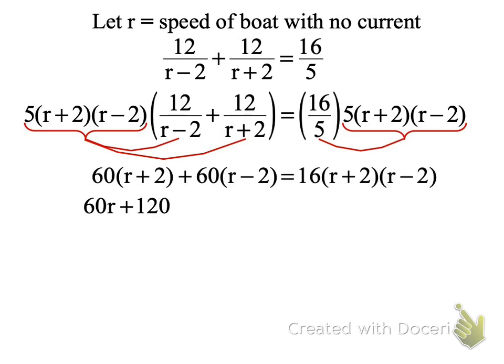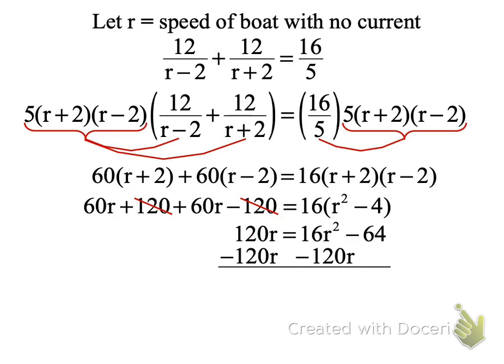16, they just cross-canceled. Okay, now we're going to distribute here. It's 60r minus 120 plus 60r minus 120. Sorry, that was plus 120 minus 120. This is going to be 16r squared minus 64. Remember, we just did that? 16r squared minus 64. The 60r's make 120r. These two cancel out.